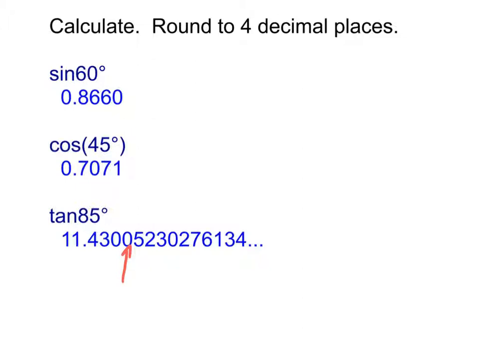1. It is going to round up to be a 1, yes, because the next digit after that, which is the only one I care about, is a 5. And remember, if it is 5 or more, it rounds up. So your answer here is 11.4301.